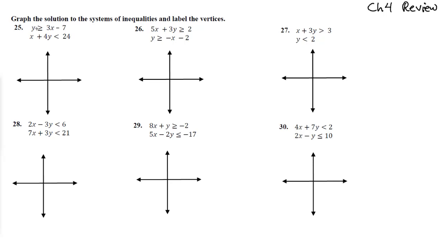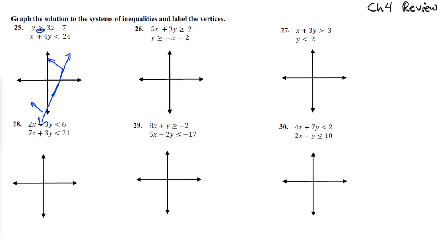Y is greater than or equal to 3x minus 7. So we start at negative 7, go 1, 2, 3 over 1. And then it's a solid line. Notice that right there, it's a solid line, so it's going to look like that. That's going to go up there. There we go. And then what side of the line is it on? Y is greater than. So we're going to shade above the line. So if you're on the line and you go up, it's going to be that direction.